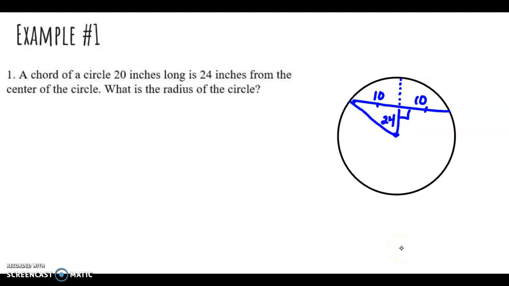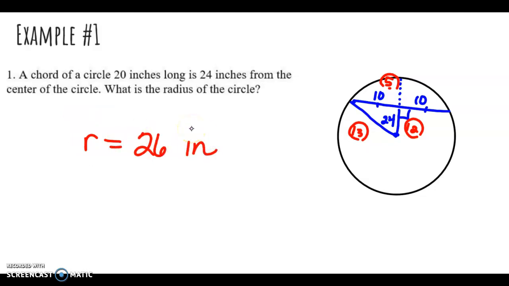You could use Pythagorean theorem, which is awesome. Pythagorean theorem, you have a right triangle. Pythagorean theorem always works. Maybe you notice this is a triple family. It is the 5, 12, 13 triple family. So then you know that the radius would have to be 26 inches.